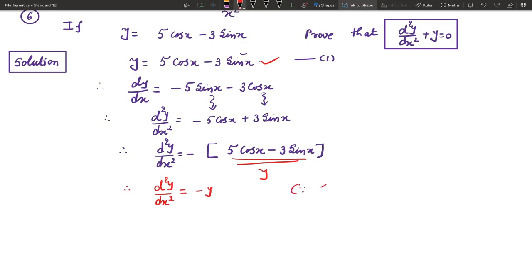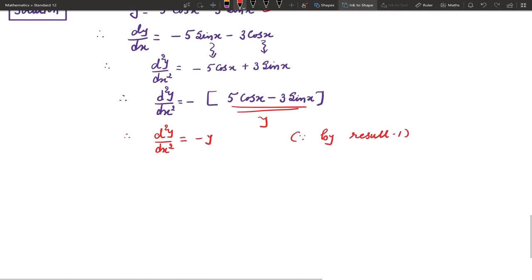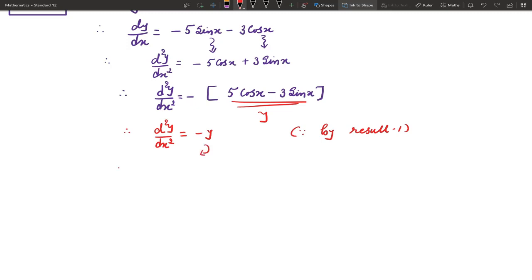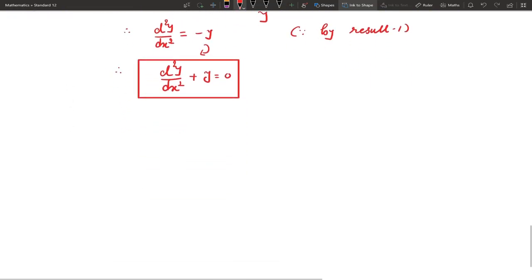We give reason by result 1. So transfer this term. So finally d2y by dx2 plus y equal to 0. Next example.